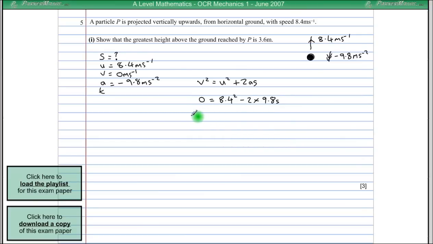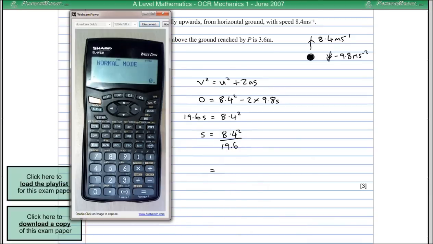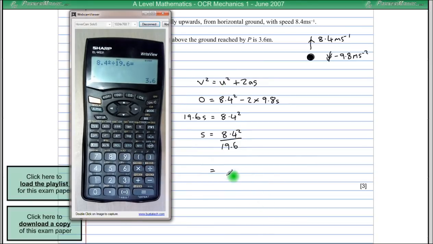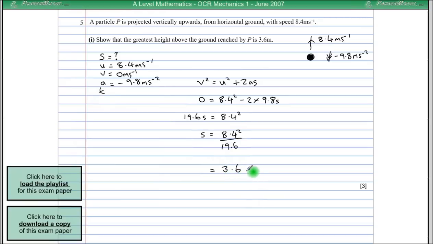So let's rearrange this a bit. Let's multiply that while we're doing it and get 19.6 S equals 8.4 squared. So S is 8.4 squared divided by 19.6. Let's put that into our calculator. So we get 8.4 squared divided by 19.6, which gives us 3.6, which is what we were expecting to get.